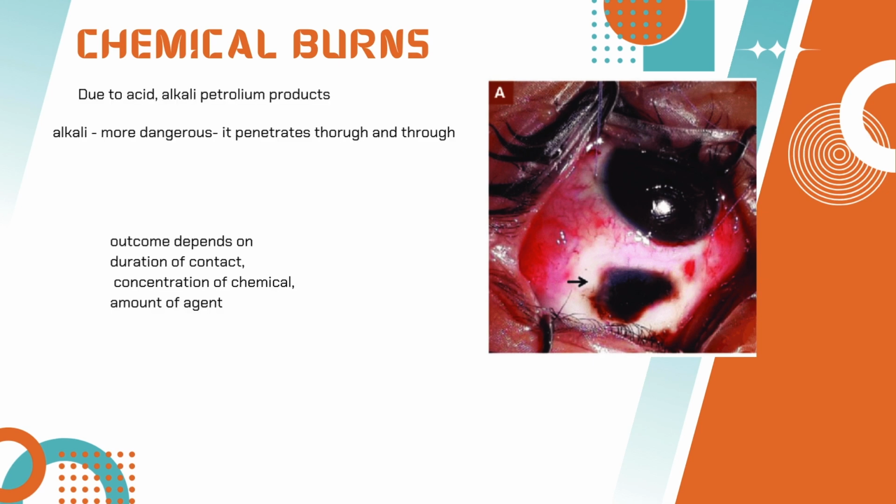Management principles and considerations of chemical burns. Chemical burns can be caused by corrosive agents such as acid, alkali, or petroleum products. Alkali is more dangerous and it penetrates deeper through the tissue. The outcome of a chemical injury depends on the duration of contact, the concentration of the chemical which is exposed to, and the amount of agent exposed to.